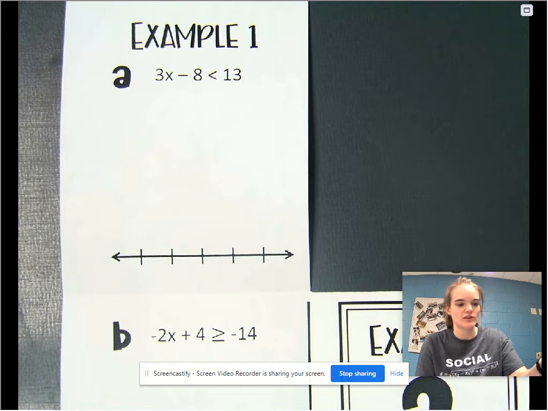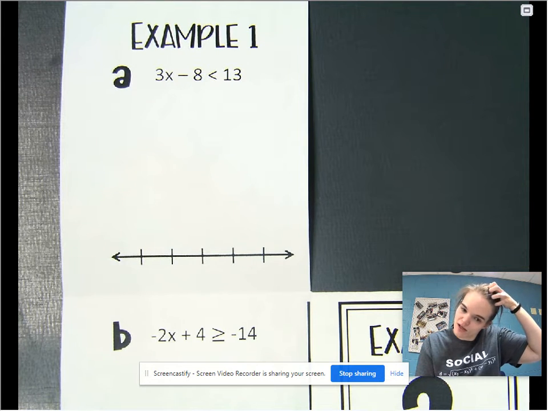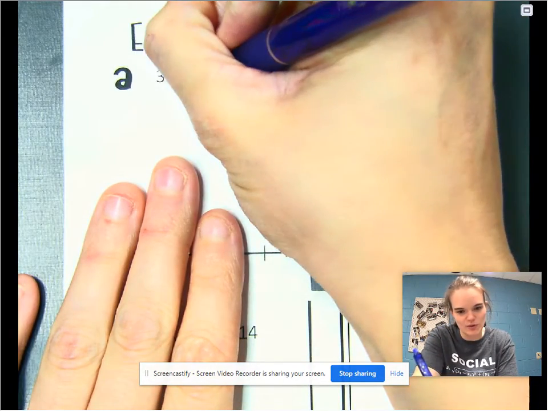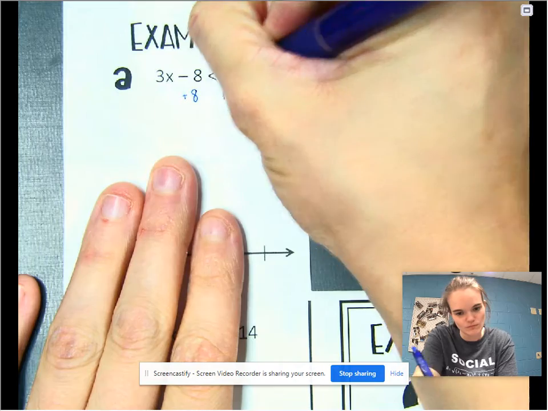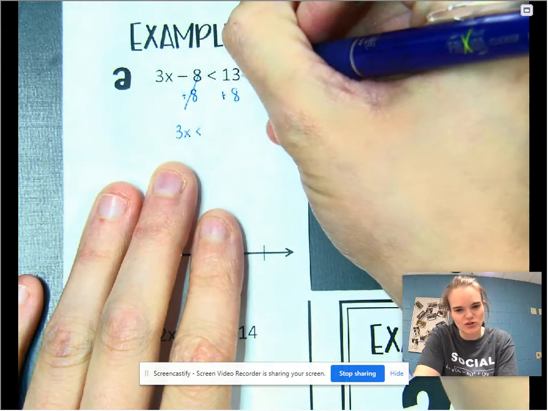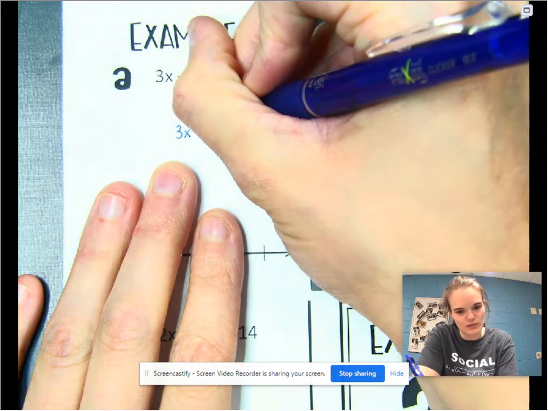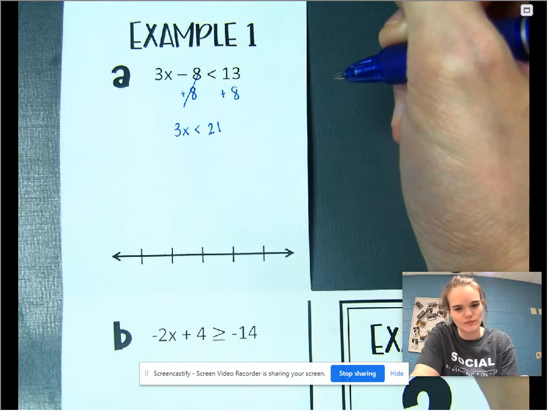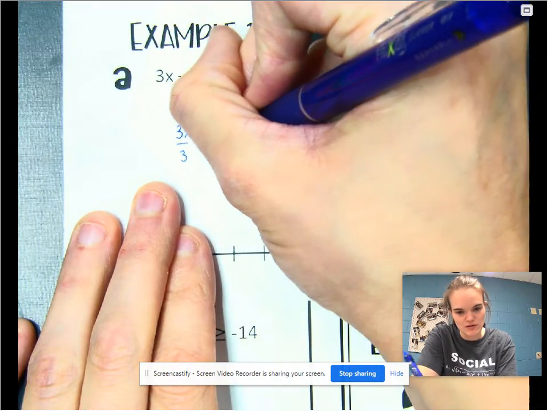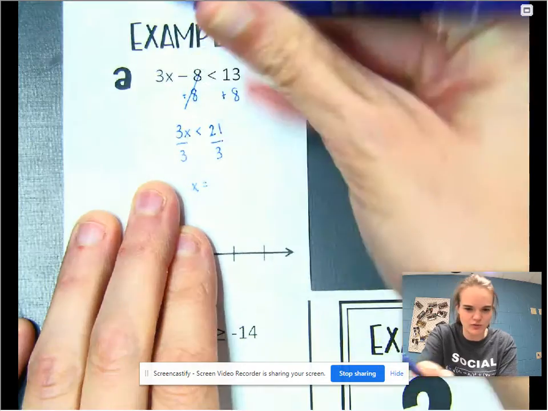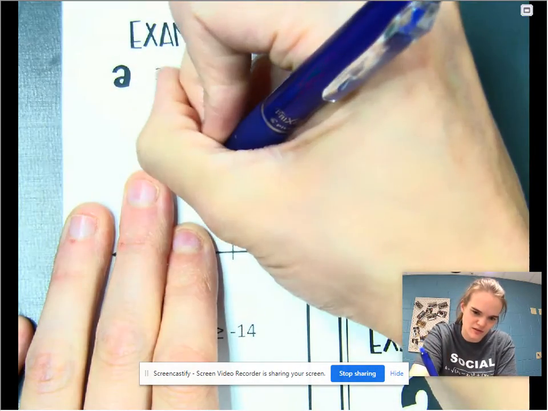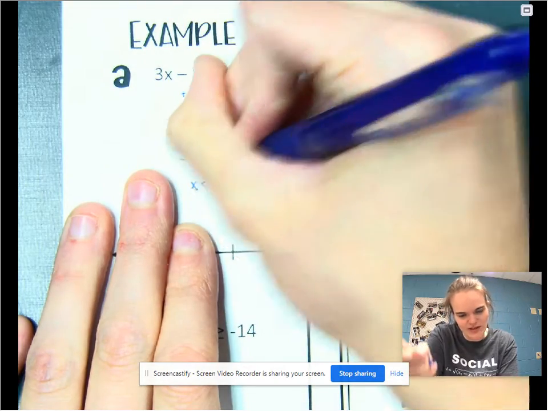Okay? Just like solving equations, I'm going to get everything away from the x on this left side here. So that means I need to add the 8 to both sides. So 3x is less than 13 plus 8 is 21. Okay? Same thing, divide by 3. So x equals, not equals. Don't do that. A lot of people do that. I made a mistake. If you make one, fix it. X is less than 7.